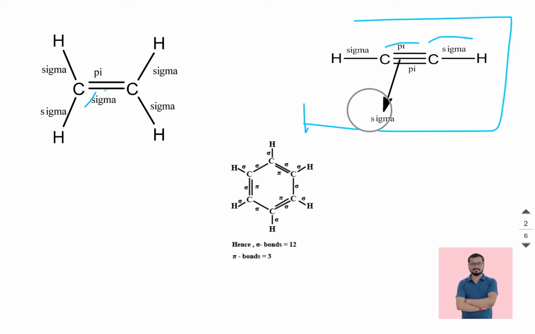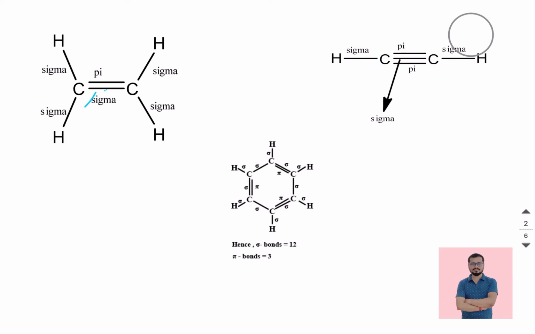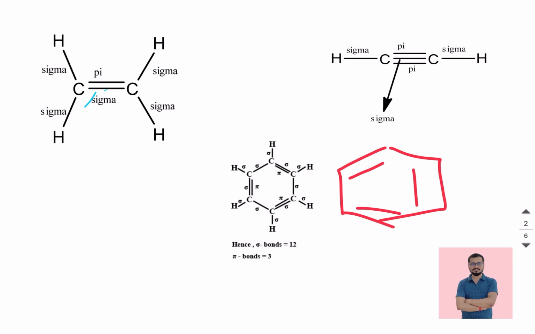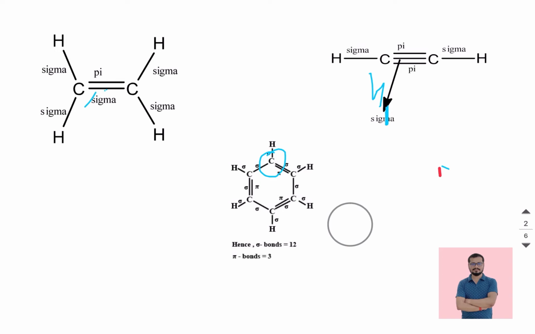If given benzene, in this case each carbon has one pi bond. This carbon has one pi bond and three sigma bonds. Two sigma bonds between carbons like this. So this is a sigma bond with carbon, this is a sigma bond with carbon, and this is a sigma bond with hydrogen. So in the case of benzene, the total number of sigma bonds is 12 and the total number of pi bonds is 3.